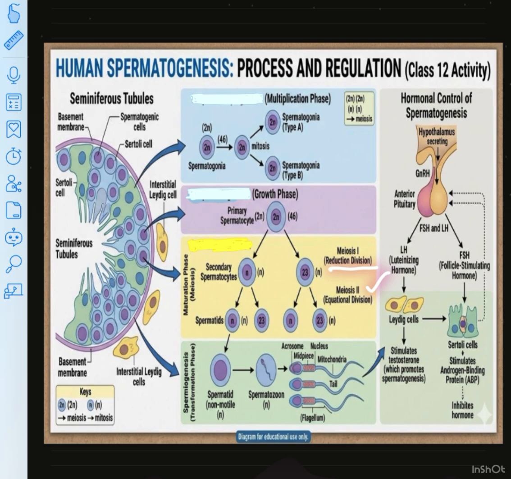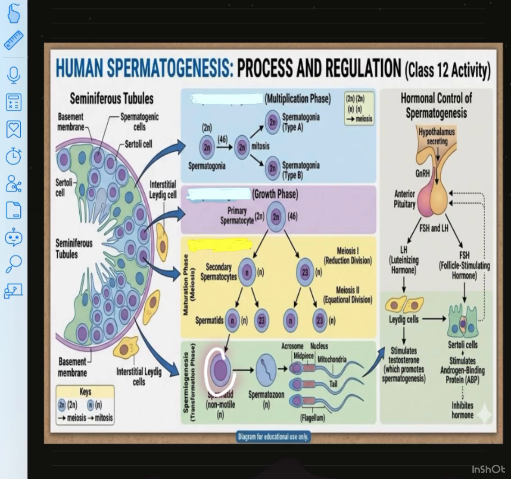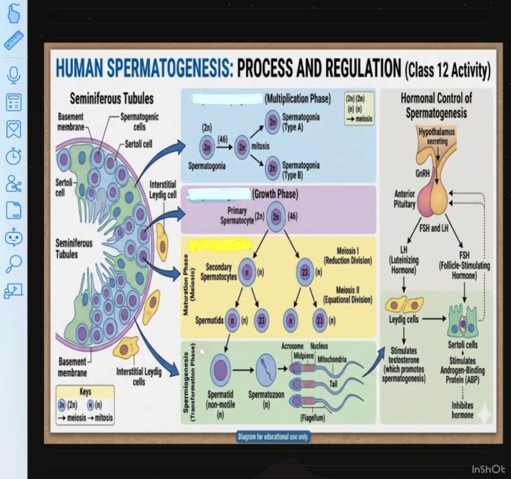Next step, meiosis 2, that is equational division. Why is it equational division? Because haploid chromosomes produce haploid cells. So from one primary spermatocyte, as it undergoes meiosis, it produces 4 spermatids, that are haploid in nature. The whole process is spermatogenesis, but this part is spermatocytogenesis. And next, the spermatid, that is haploid, is transformed into a mature sperm, that is spermatozoa, and this process is known as spermiogenesis, the transformation phase.